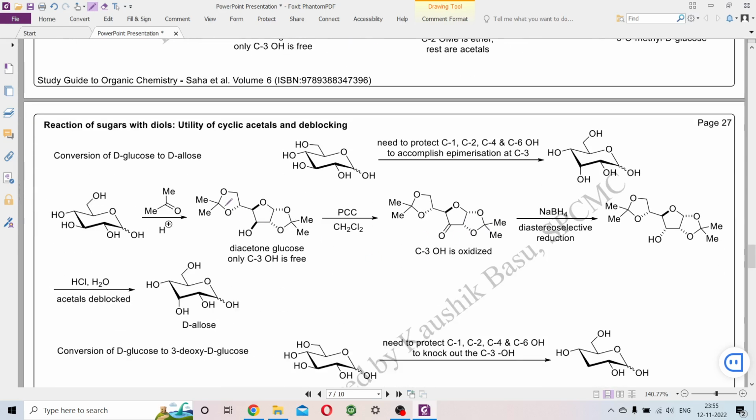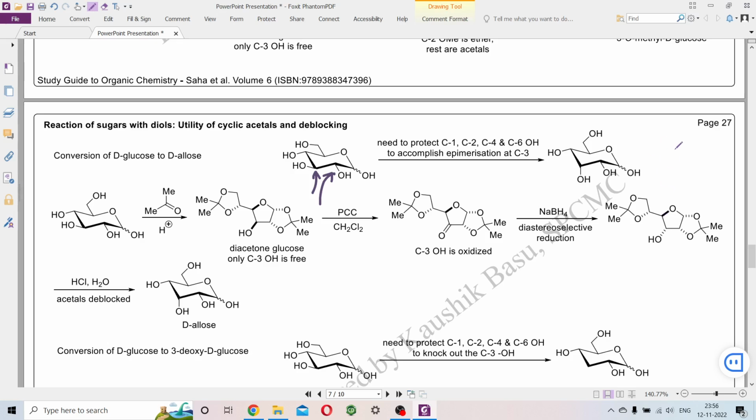They have asked you to convert D-glucose to D-allose, so you need to, that's a C3 epimer, so this configuration has to be inverted, because it is the C3 epimer of glucose. Allose means everything, C2, C3, C4, C5, everything is on the same side, because you have started from D, everything will be on the right side.